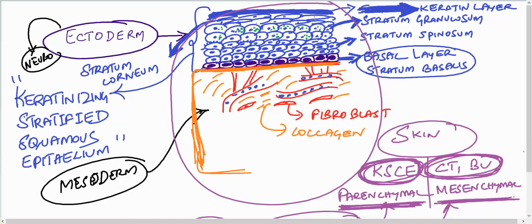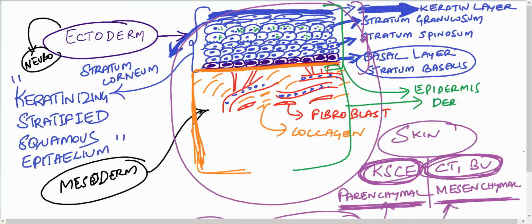Okay. So in this skin, the part which is coming from the ectoderm is called the epidermis, and this whole structure is called the dermis. Okay. So these are the basic structures of the skin. Okay. In between, you all know skin has color, right?